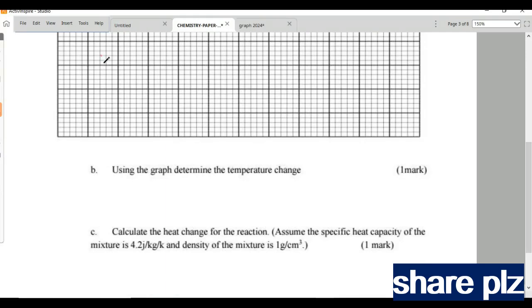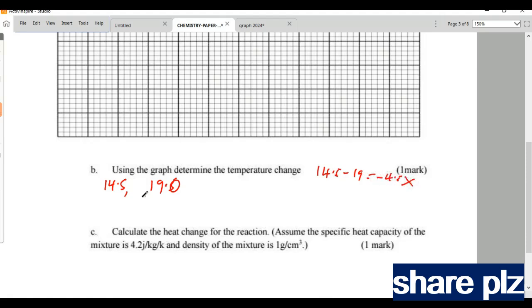Now determine the temperature change. Now you see our final temperature is 14.5. Our initial temperature was 19.0. So here you don't do like we do in maths, 14.5 minus 19 equals negative 4.5.